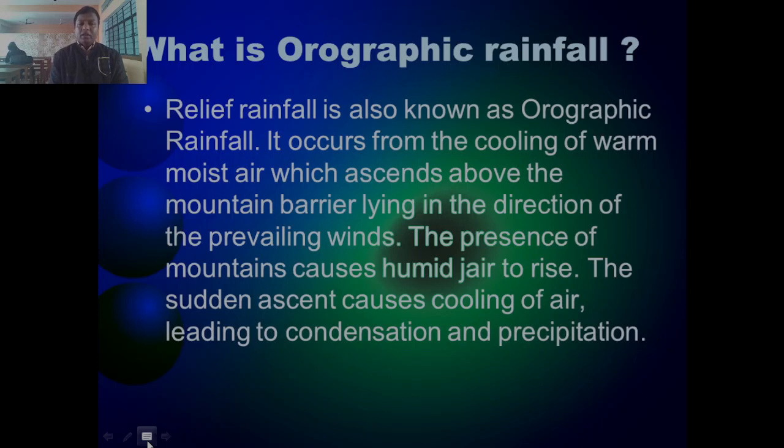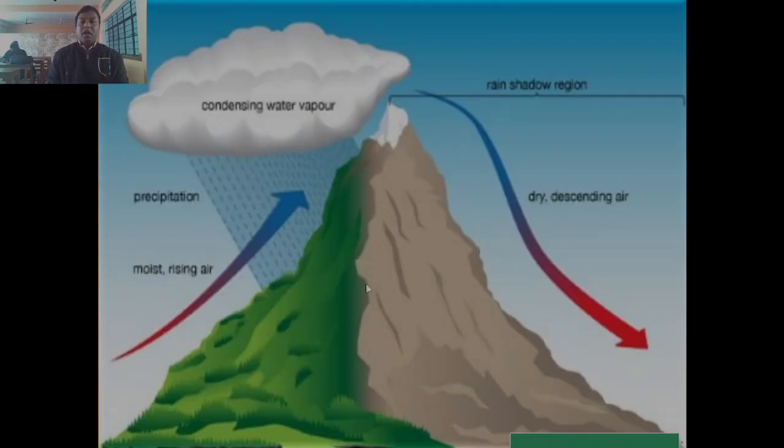Many times I told you in the classroom about this. So let me define. Relief rainfall is also known as orographic rainfall. It occurs from the cooling of warm moist air which ascends above the mountain barriers lying in the direction of prevailing winds. The presence of mountains causes humid air to rise. The sudden ascent causes cooling of air leading to condensation and precipitation. In our Western Ghats, there is heavy rainfall. In the northeast also, heavy rainfall.